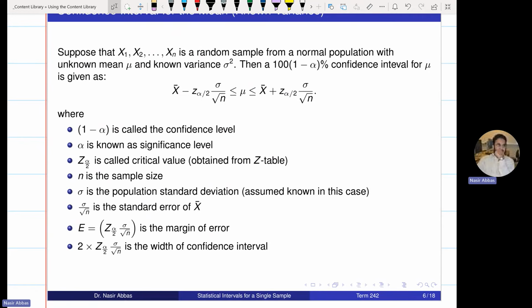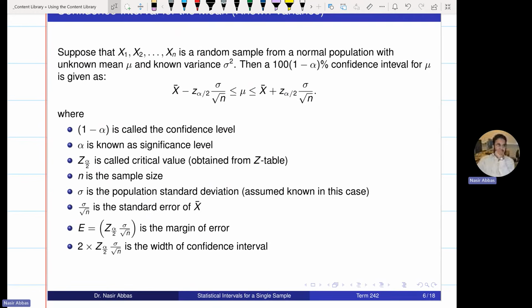Here in this interval, there are many things that you need to know. Number one, what is 1 minus alpha? 1 minus alpha is the confidence level. So in exam, we might tell you that we want a 95% confidence interval. 95% confidence interval means that 1 minus alpha is 0.95. We might say we want 99% confidence interval, 90% confidence interval, 92% confidence interval, 85% confidence interval. So wherever you see the level of confidence, that's 1 minus alpha.